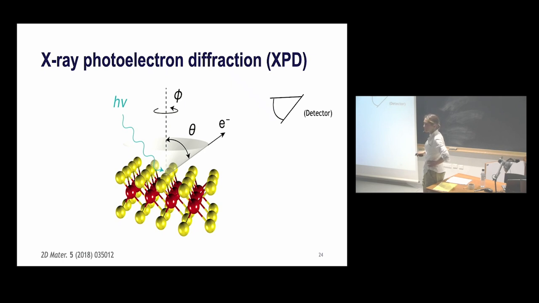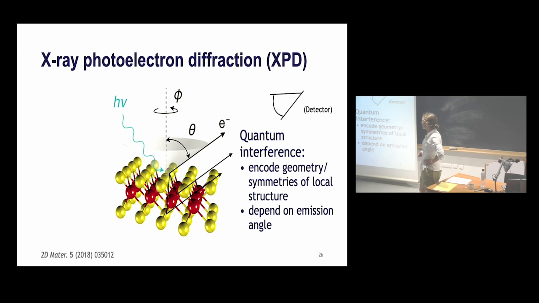This is just from an older paper I did. The material doesn't matter. This was, in this case, molybdenum disulfide. But you imagine the core-level photoelectron leaving the sample and going eventually to our detector. You can see that there are many different multiple scattering pathways that this electron can take to get to our detector. And what this means is that there are going to be quantum interference effects of this electron with itself. And you can quickly see intuitively that these interference effects are going to encode the geometry and the symmetries of the lattice around our emitter.